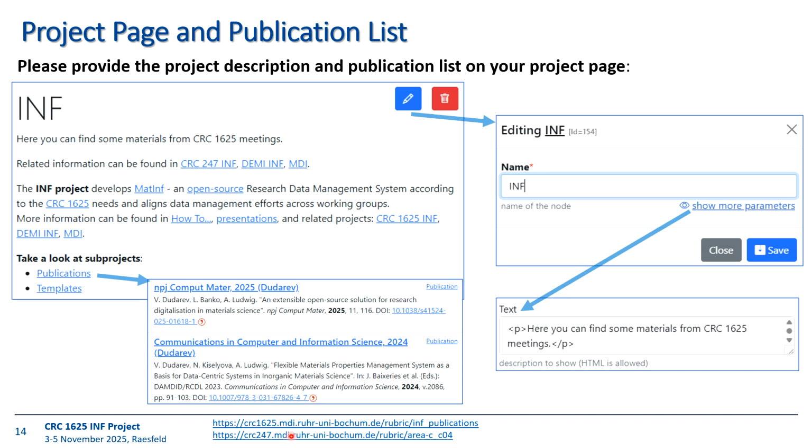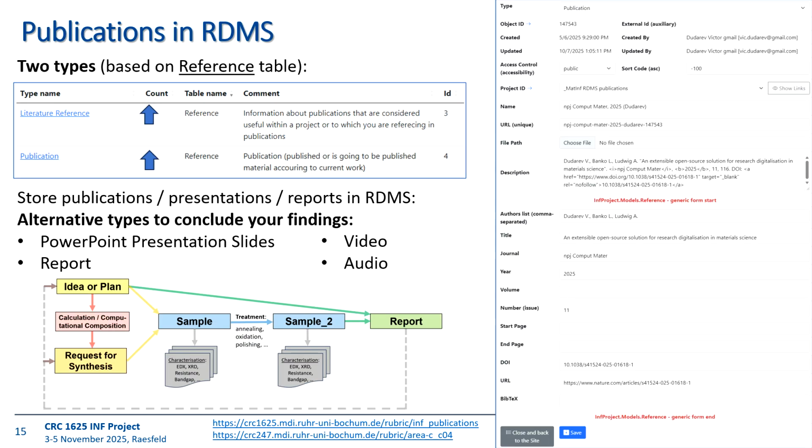Essentially, setting up the description section is straightforward. So if you are a project creator with the modification rights, you simply click the edit button, then click on show more parameters, edit the text in the field and save the description you entered. And after that, it's good to create publications as shown here.